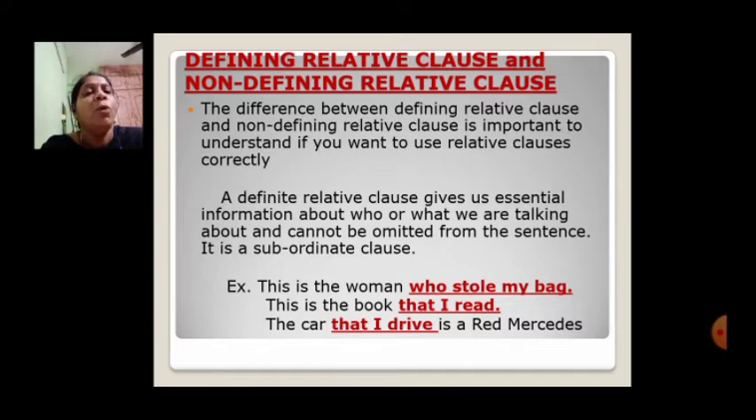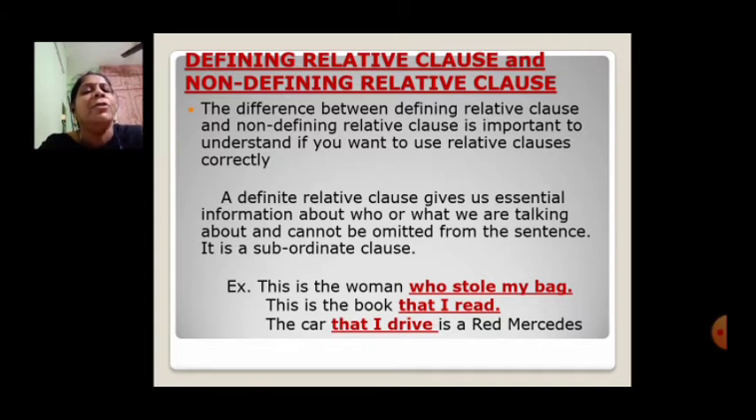This is the woman who stole my bag. So "who stole my bag" is the defining relative clause. Just remove this part, which is in red color, that is the defining relative clause. "This is the woman." Is it making sense? It is not making sense. So this defining relative clause is very important in a sentence, without which the sentence becomes incomplete. So "This is the woman who stole my bag" is a complete sentence.